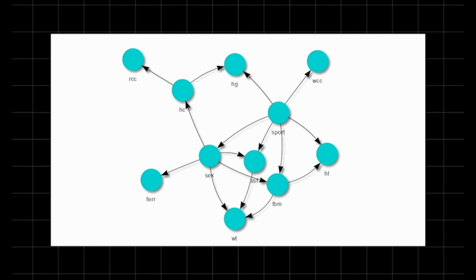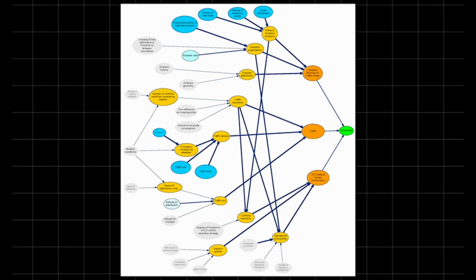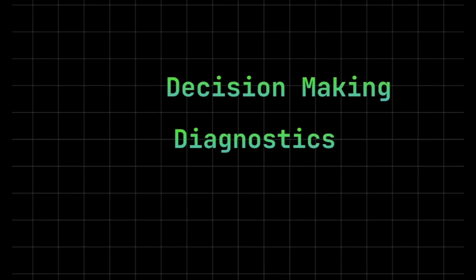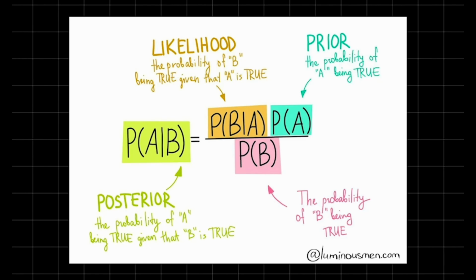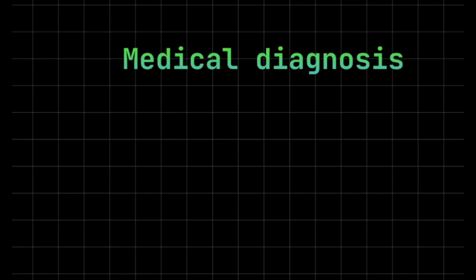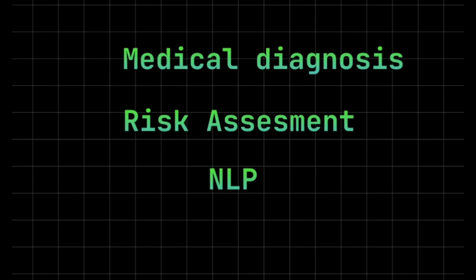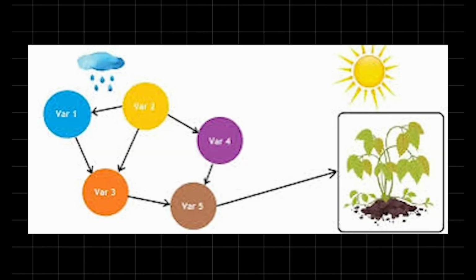The strength of Bayesian networks lies in their ability to model complex relationships and update beliefs as new evidence is introduced. This makes them highly effective for decision-making, diagnostics, and prediction in uncertain environments. Using Bayes' theorem, the network can infer the likelihood of outcomes based on prior knowledge and observed data. They are widely used in areas such as medical diagnosis, risk assessment, natural language processing, and AI systems. Bayesian networks offer a structured, intuitive approach to modeling uncertainty and making informed predictions based on probability.